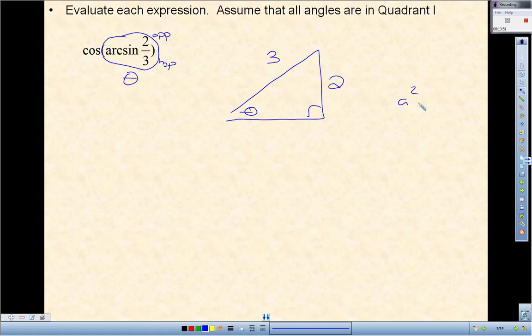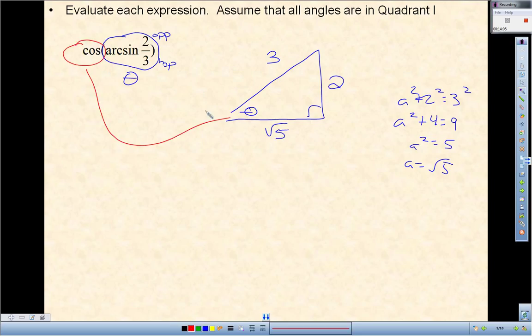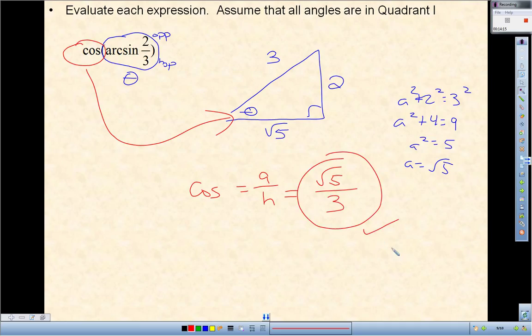I can use Pythagorean's theorem to get the missing side. That would be a squared plus 4 is equal to 9, a squared is equal to 5. So that means a is the square root of 5. And so now that I've gotten my triangle drawn, I want to find cosine of this situation. So cosine of this situation will be adjacent over hypotenuse, which will be the square root of 5 over 3. And that would be my answer for that situation.